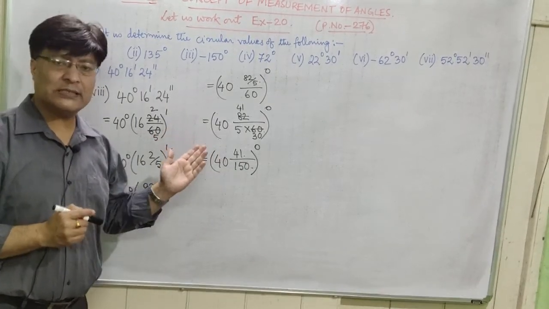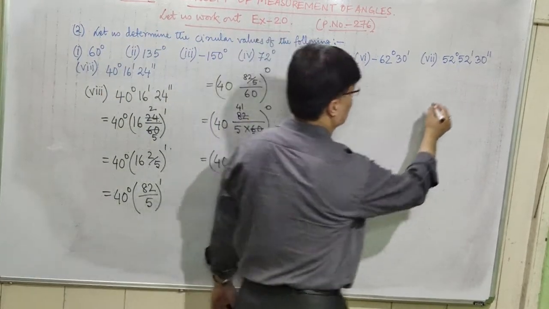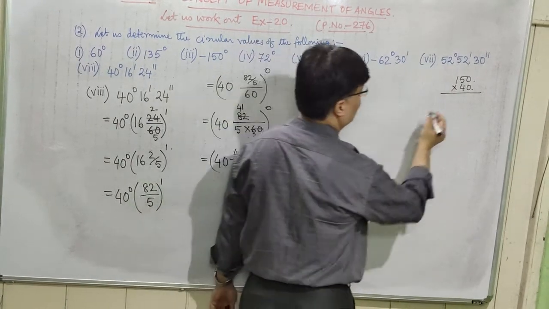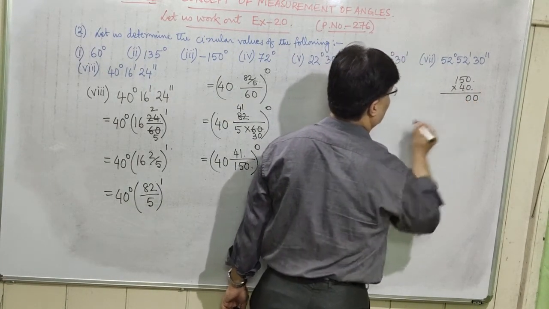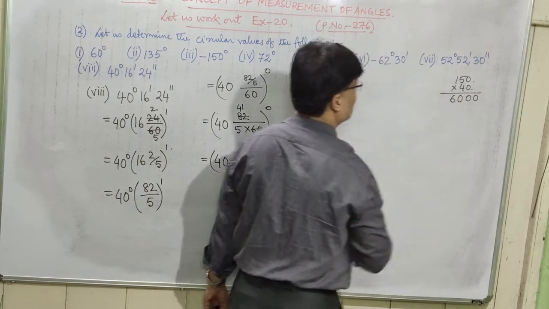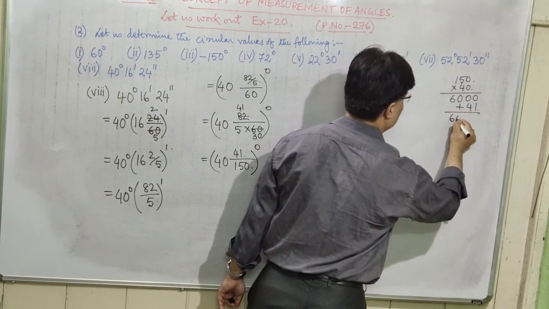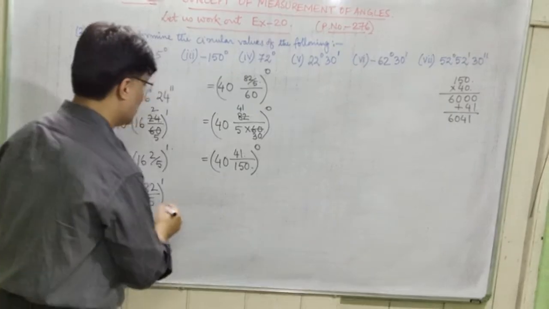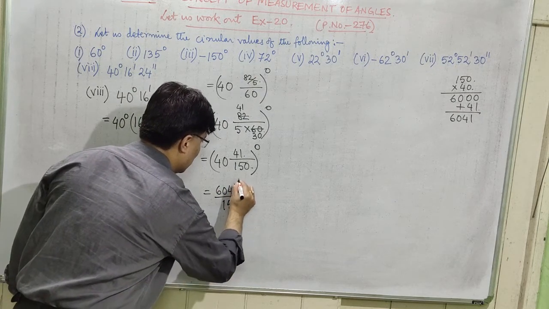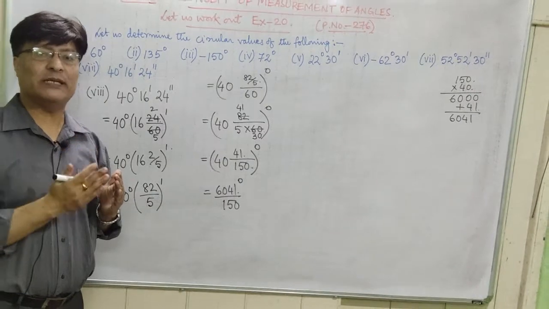Now you have to convert this mixed fraction in terms of fraction. First of all you multiply 150 by 40. So 150 multiplied by 40, right? This double zero is there, so you should write this double zero. 15 fours are 60, 4 ones are 4 plus 2 is 6. This is your 6000, and you have to add 41 here. So if you add 41 here, you get 6041. So which is equal to 6041 divided by 150, this is degrees. So I think you have understood it. So we have converted these seconds, minutes into degrees.